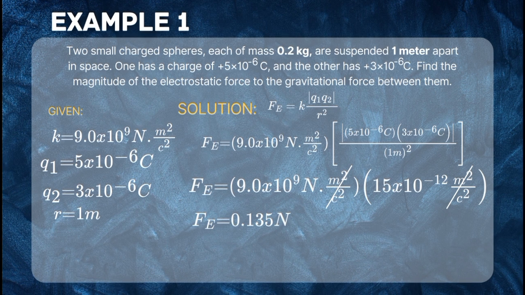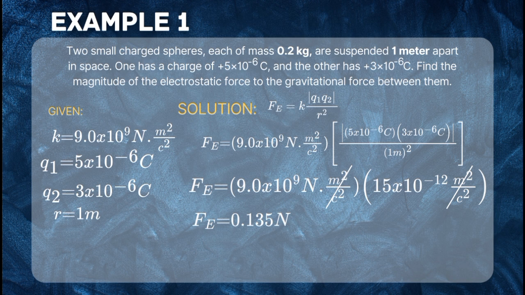One has a charge of positive 5 times 10 to the negative 6 coulomb, and the other has positive 3 times 10 raised to negative 6 coulomb. Find the magnitude of the electrostatic force and of the gravitational force between them. For the givens, these are the givens, and for the solution, F sub E is equal to k, which is the constant value of Coulomb, and the two charges with the absolute value between them, over 1 meter squared.